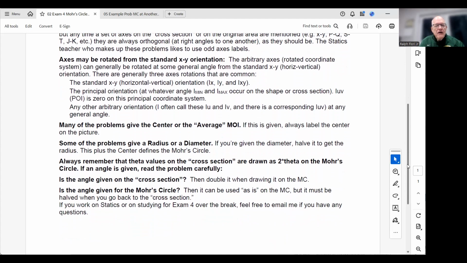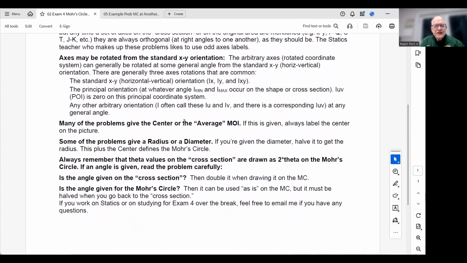As you work these problems, many of them give the center, or the average moment of inertia. If they give you that, then that's the center of the circle. Some of the problems give you a radius or a diameter. If you're given the diameter, you can halve it to get the radius. And once you have the center and the radius, that's enough information to define the Mohr circle.